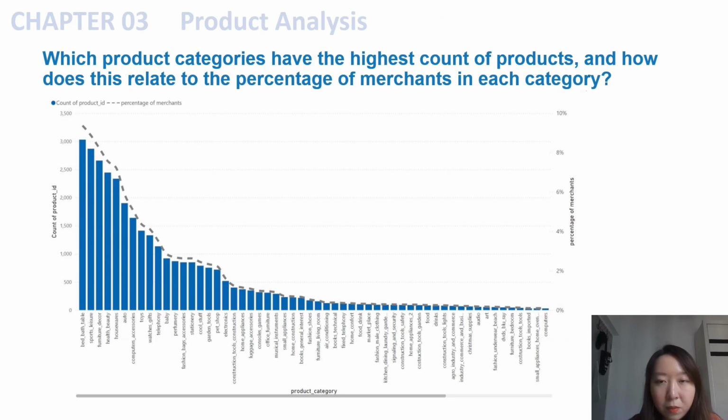We can see that the product categories with the highest number of products are bed bath table, sports leisure, and furniture decor, each with more than 2,000 products. These categories also have a higher percentage of merchants. Categories with a higher number of products tend to attract more merchants, likely because this area has higher demand and more competitive markets.